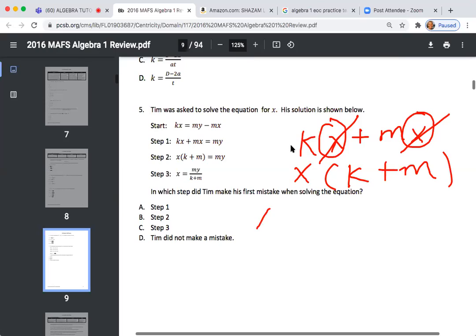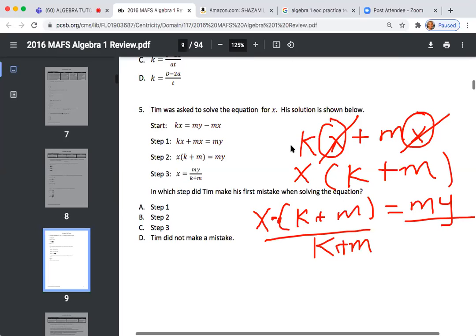He was at x times, in parentheses, k plus m is equal to my. Remember, he's trying to solve for x. He's trying to get x isolated, by itself. So he has to get rid of that parentheses. That parentheses is multiplying x, so what would he do with that parentheses since it's multiplying? What would he do? You would divide. Exactly.